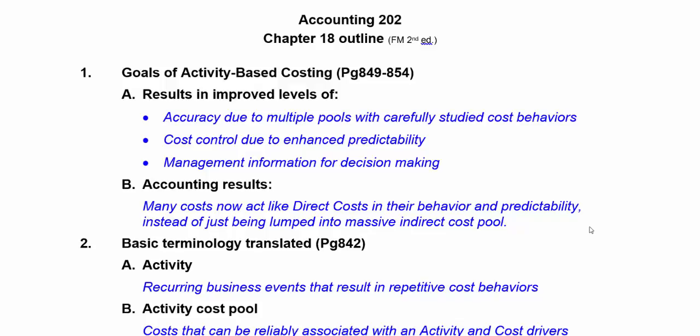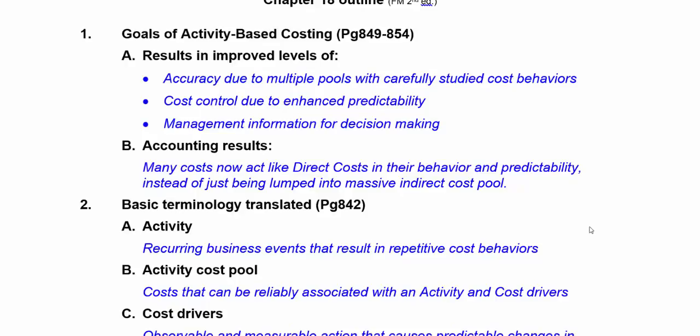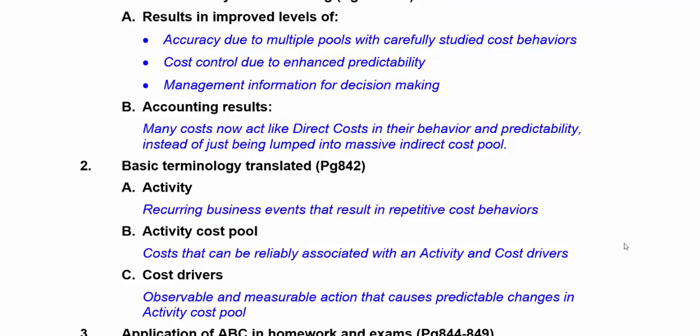Number one, activity. Activity is any kind of recurring business event that gives you repetitive cost behaviors. An activity cost pool is any cost that can be reliably associated with an activity and its cost drivers. And cost drivers are observable and measurable actions that cause predictable changes in your activity cost pool. So some activity creates some kind of cost driver, which then results in activity costs.